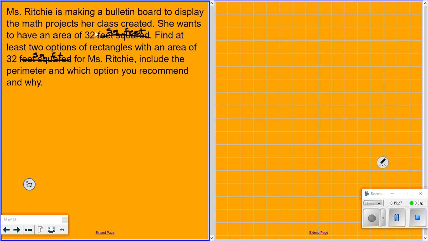Before I give you new graph paper, because some of you are going to need new graph paper, how could we start thinking about this problem before we even draw it? Think about what we just noticed in our last one. How can I start thinking about what my dimensions are going to be? Shelby?